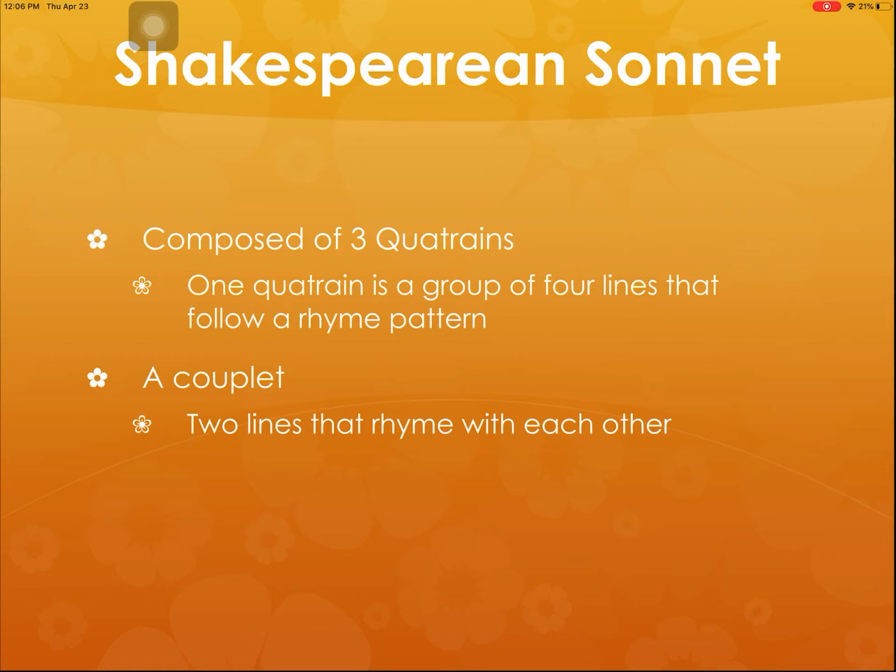So a Shakespearean sonnet is composed of 3 quatrains. A quatrain is a group of 4 lines that follow a rhyme scheme. A good way to remember this is that the prefix qua, Q-U-A, always means 4. Think about a quarter, think about the Spanish word for 4, cuatro, okay? Qua means 4. A Shakespearean sonnet ends with a couplet, which is just as cute as it sounds. A couplet is 2 lines that rhyme with each other. Get it? A couple of lines.